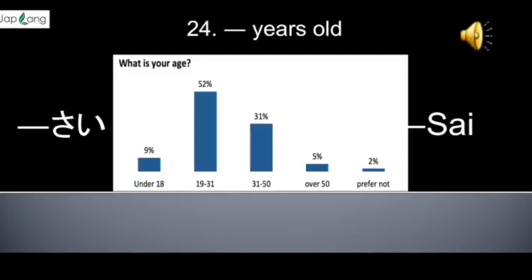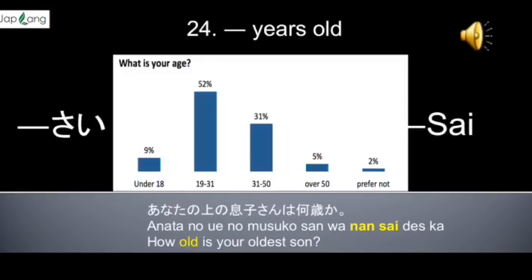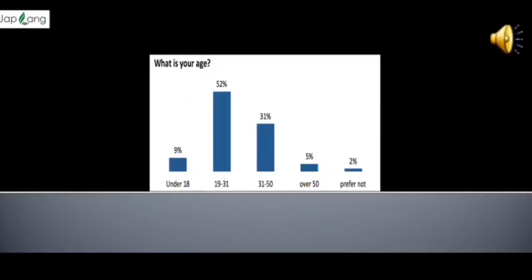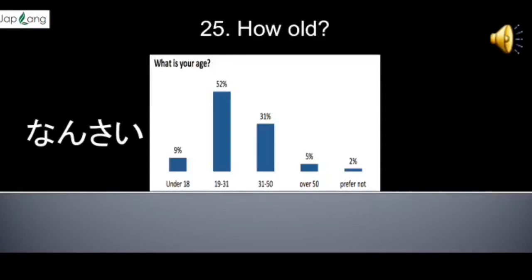Example would be, anata no ue no musuko san wa nansai desu ka? How old is your oldest son, or the elder son, what is his age? So sai you can just remember here, and if you have to ask how old, then it would be nansai. The Japanese sound would be.